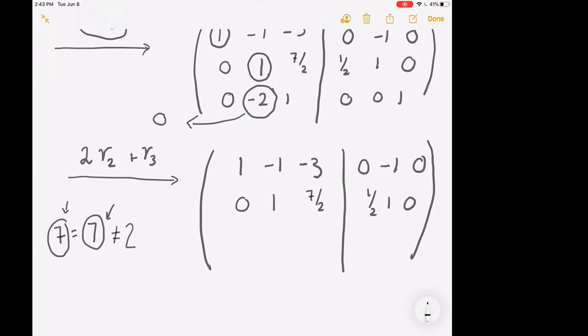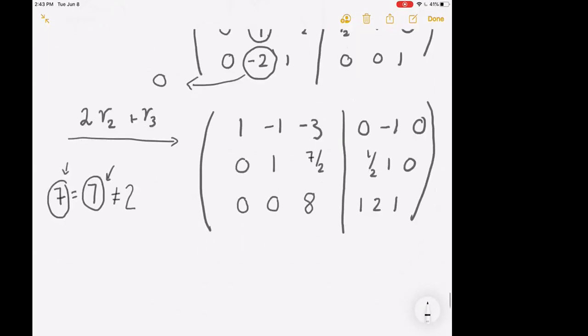And let's see, where are we? Well, we get a new row 3 in my 3 by 6 augmented matrix. It is 0, 0, 8, 1, 2, 1. Okay, you see what's going next. I want to turn this matrix element in the third row and third column into 1. So I just divide row 3 by 8.